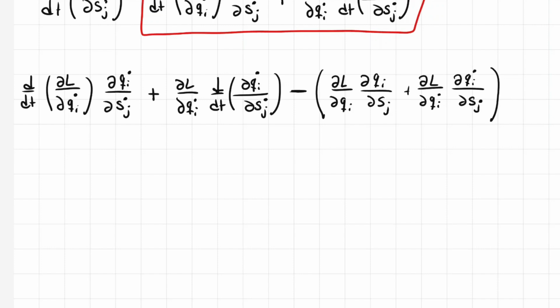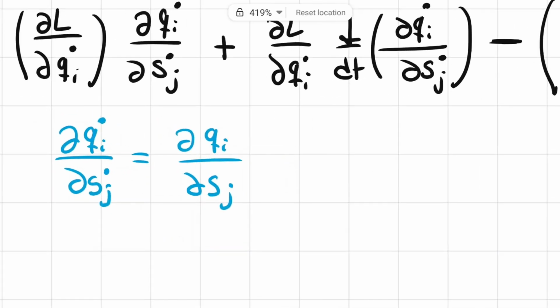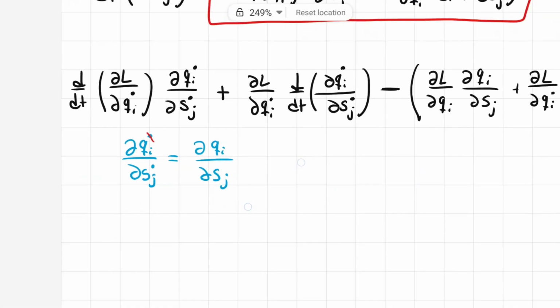Okay, so we need to work a little bit with this expression to see what we are going to get. First, we are going to do something interesting. You should know that we have a very commonly used relation in Lagrangian mechanics, that the derivative of qi dot with respect to sj dot is equal to the derivative of qi with respect to sj. As you can see, we are only eliminating these dots to get this expression over here. So it is not very hard to show. Let me do it quickly.